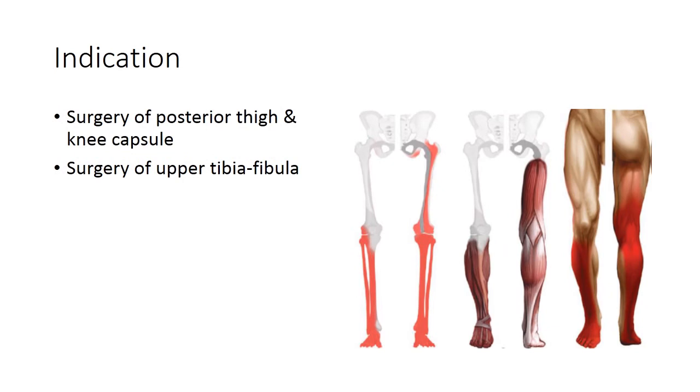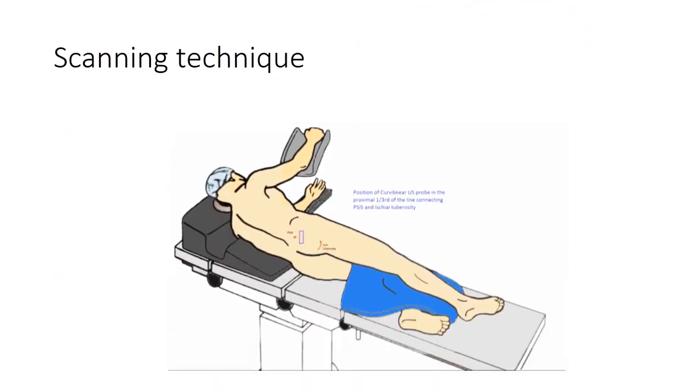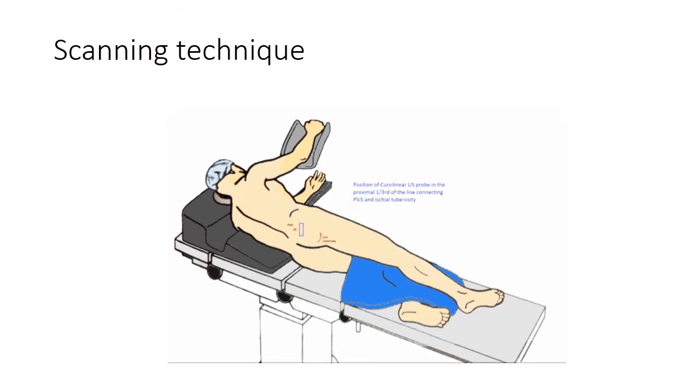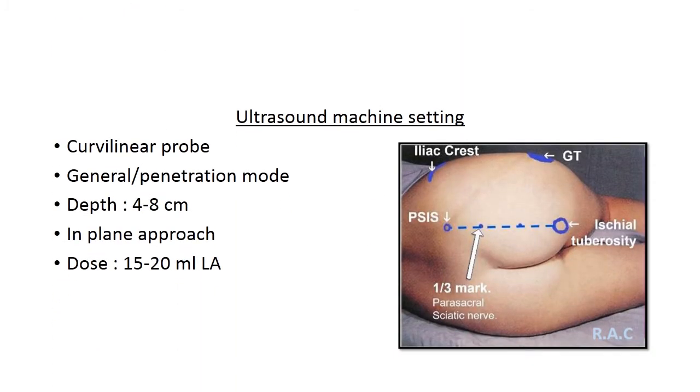This block is used to provide analgesia and anesthesia for any surgery of the posterior thigh, knee capsule, and upper tibia and fibula. Scanning is usually performed in the lateral position, just like in the picture. The usual machine setting is a curvilinear probe in general mode using a depth of 4 to 8 cm, keeping an in-plane approach using 15 to 20 ml of local anesthetic.